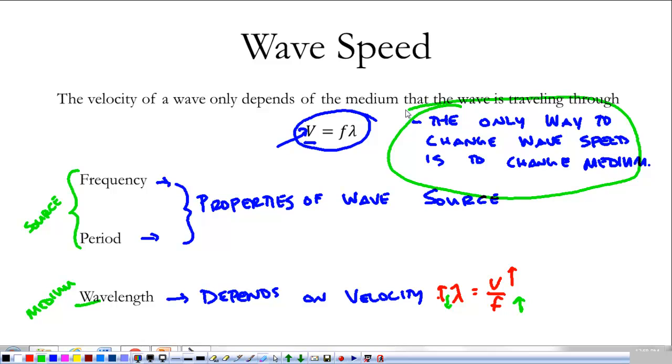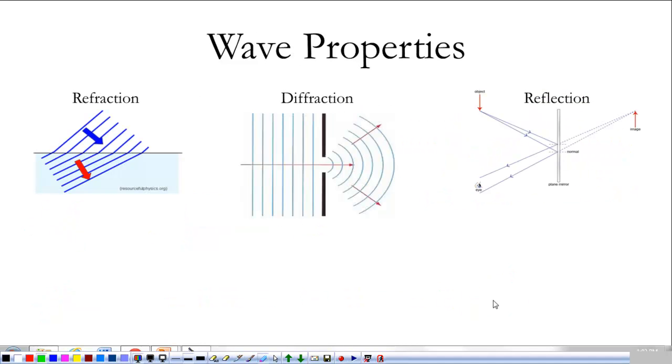Think of a stringed instrument. In that case, you have a string. Right? That's where our wave's going to be. It has a set wavelength, and what we're going to do is adjust the tightness, change the medium to change the velocity, and adjust the frequency. This comes up a lot. Hopefully we'll have time to talk about a bunch of examples with wave speed. Now, there are some properties we need to look at.